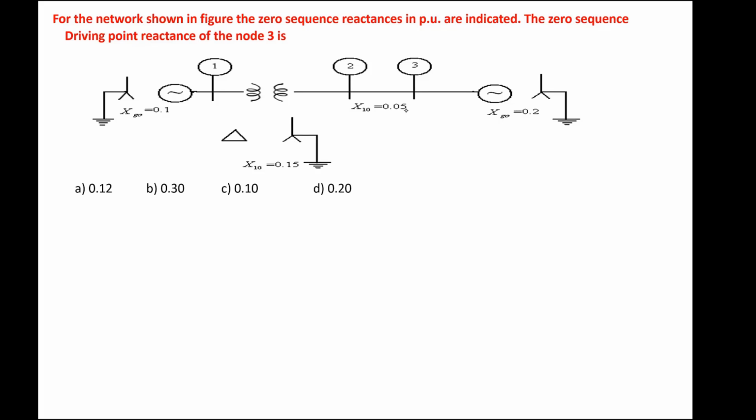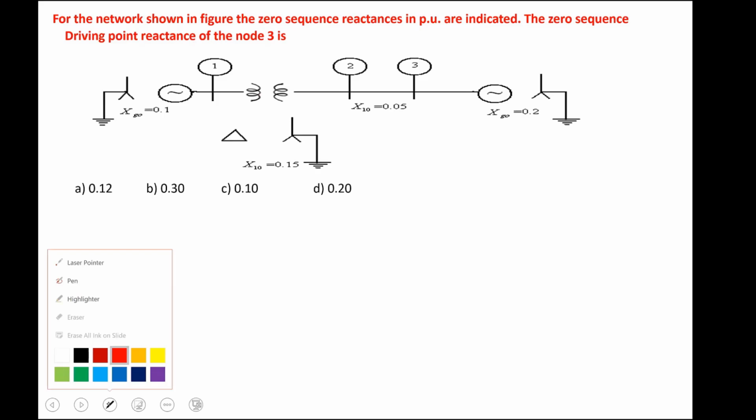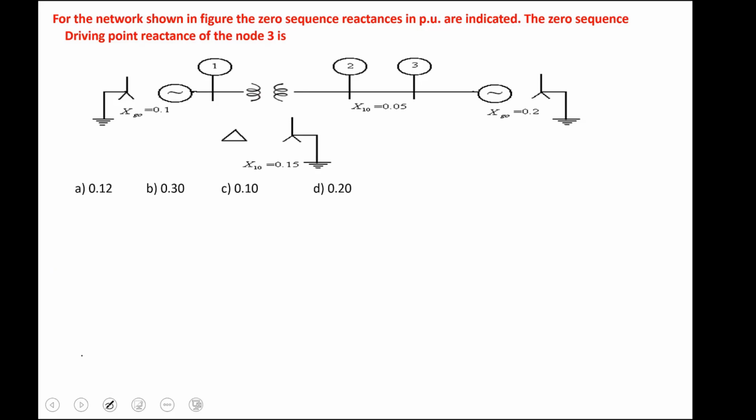Let us try to solve this problem. What is asked: for the network shown in the figure, the zero sequence reactances in per unit are indicated. The zero sequence driving point reactance of node 3 is. What he is asking you to calculate is the Thevenin's equivalent zero sequence reactance between node 3 and the reference. Reference is ground for the zero sequence networks.